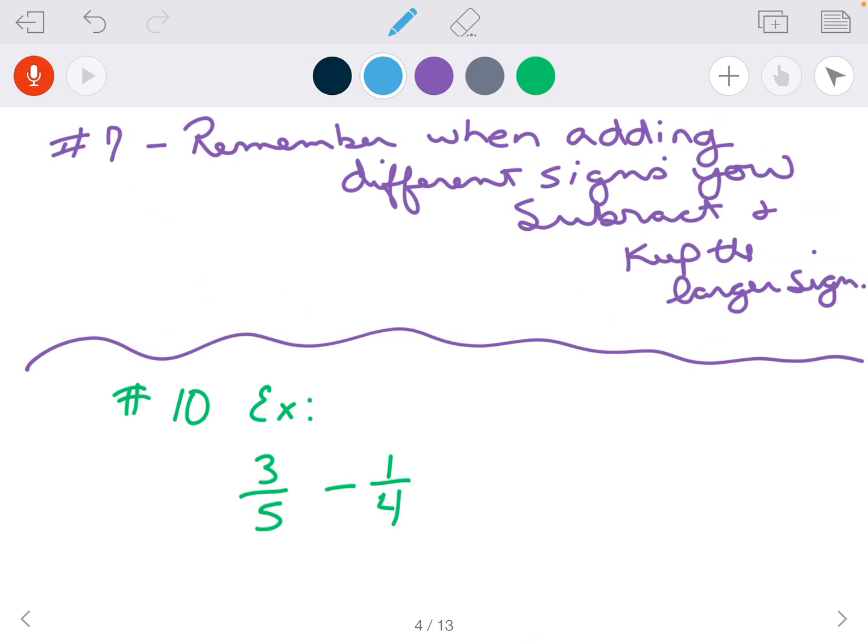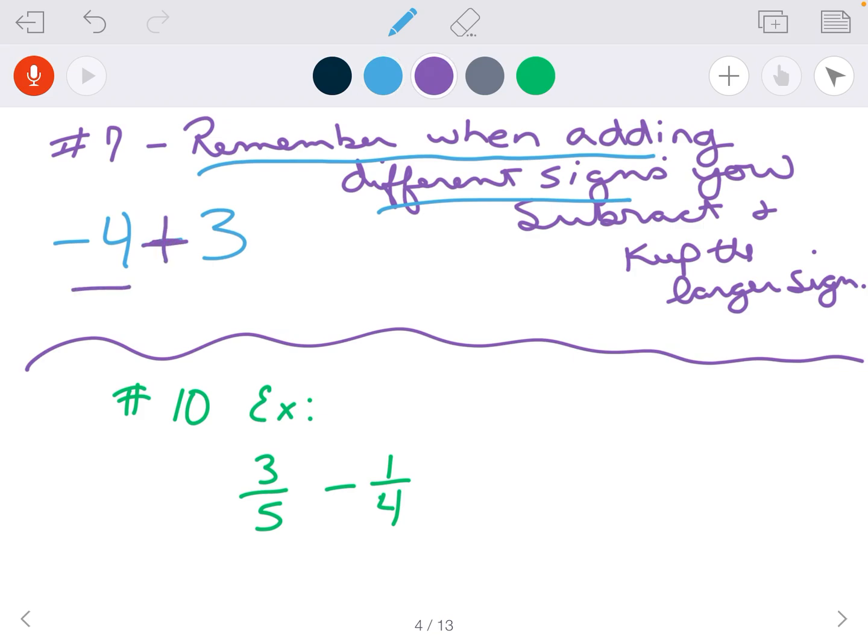So on number 7, I really didn't want to give you an answer on this, so I just want you to remember this. When adding different signs, you subtract. This is your examples in fractions, but if I take a negative 4 minus a 3, remember this one keeps. You change the subtraction to addition, and you change the sign following. Then you would just add those. If you're doing different signs, so say I have 6 minus 9, remember, same thing. Keep, change, and change. So now you are subtracting.